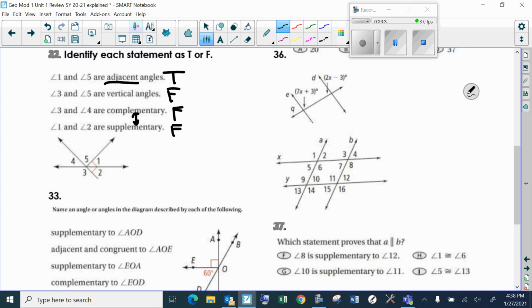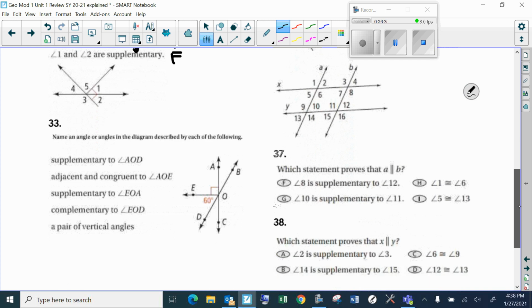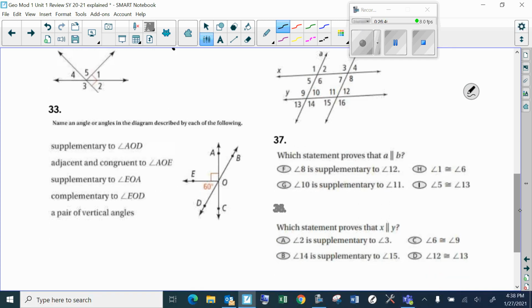Over here, we just did 36. Okay, scroll it down here. 33. Name the angle or angles in the diagram described by each of the following. Supplementary to AOD. So there's AOD. Supplementary means it has to add to 180, which we know is always going to be placed with a linear pair. So what's the linear pair to AOD? Well, that's going to be DOC right here. Angle DOC or COD, same thing. So there's that answer.